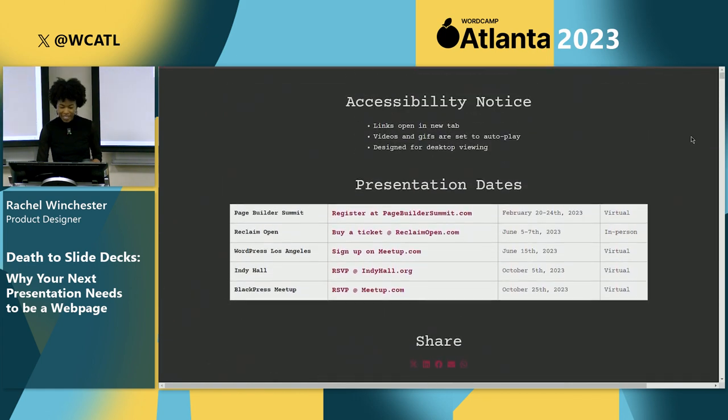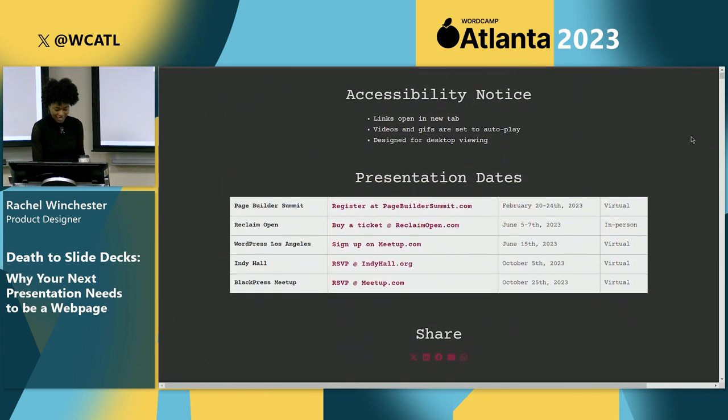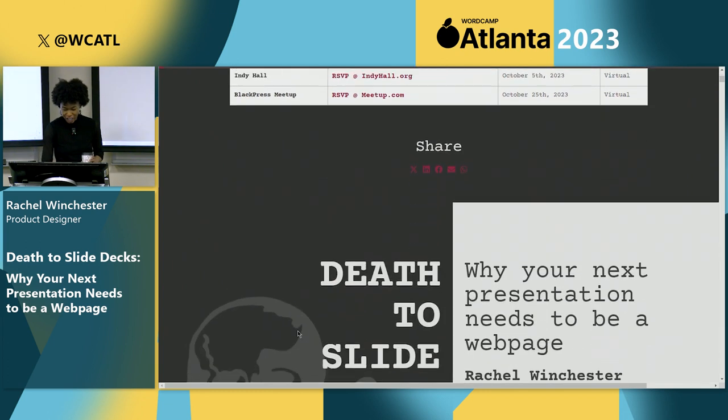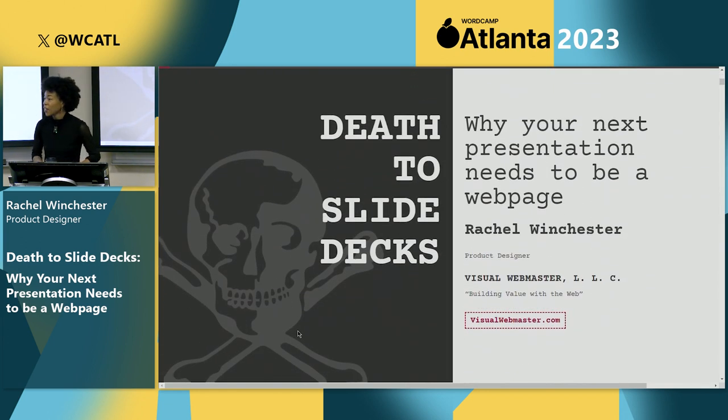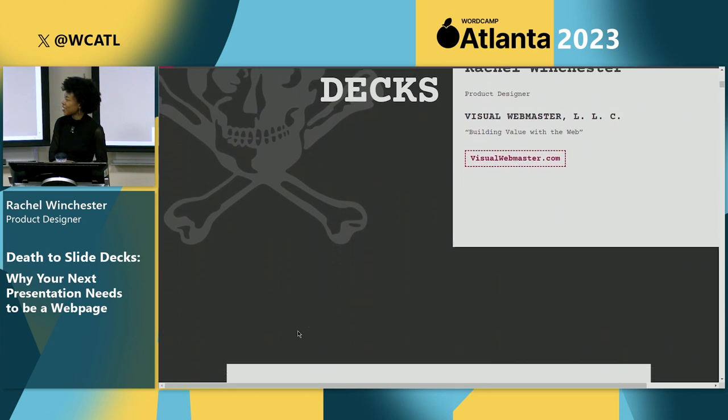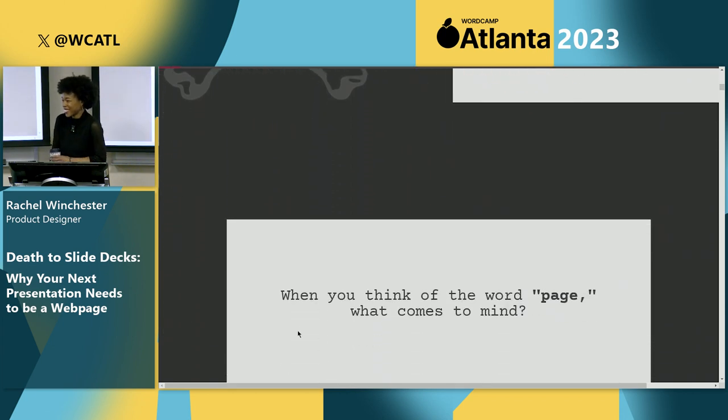Okay, well I start with the accessibility notice. That's some presentation dates. I don't know why I forgot to add WordCamp Atlanta here. It should be right here. But the Black Press meetup is there too. And share buttons. Oh, so you probably missed my opening question. And so you probably didn't get the pun because you didn't see the opening question.